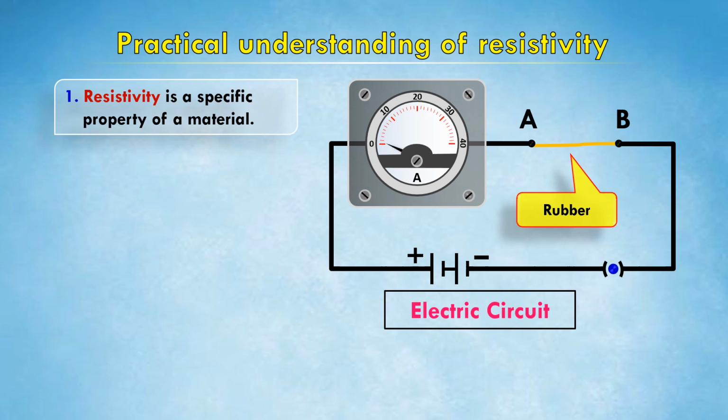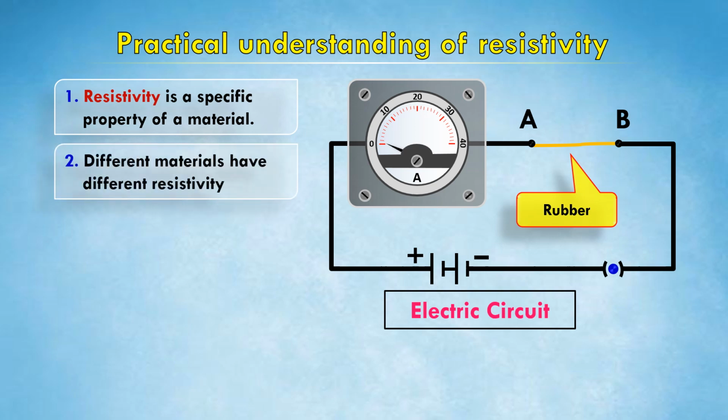So resistivity is a specific property of a material. Different materials have different resistivity. It's fixed. You cannot change the resistivity. You can change the resistance with the length and the area of cross section, but resistivity is a specific property. It is constant for every material.